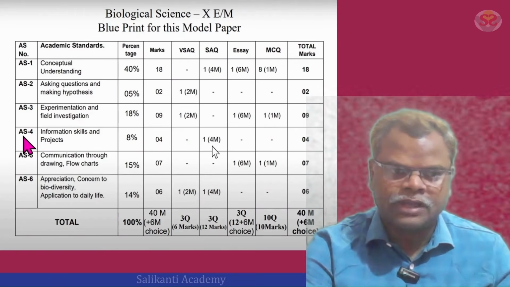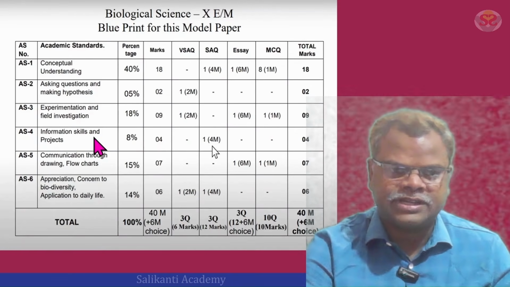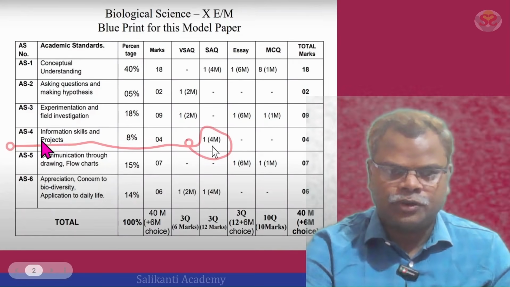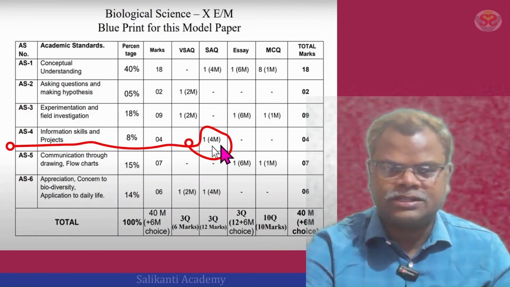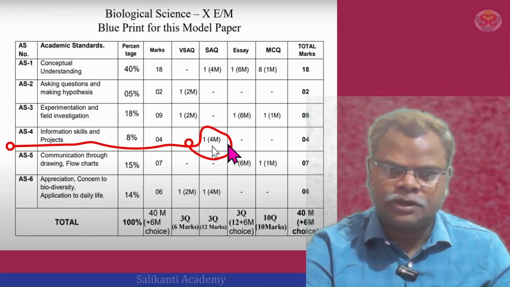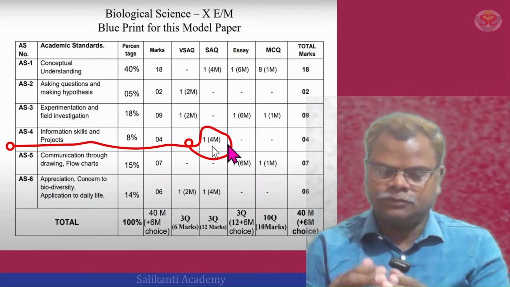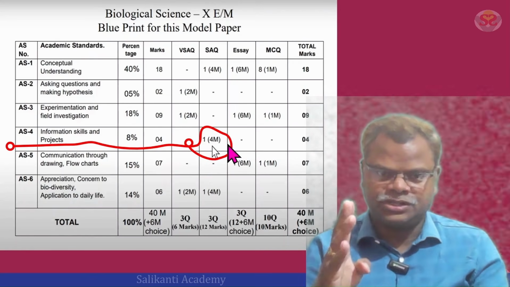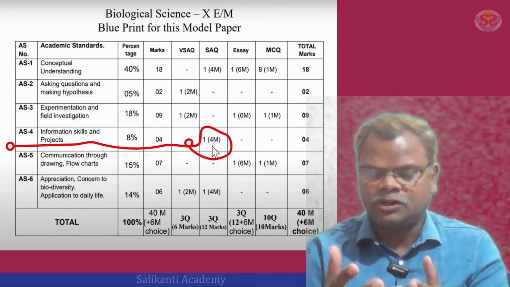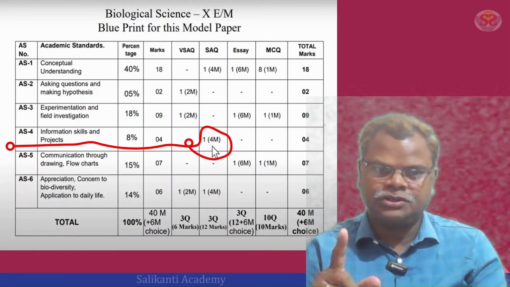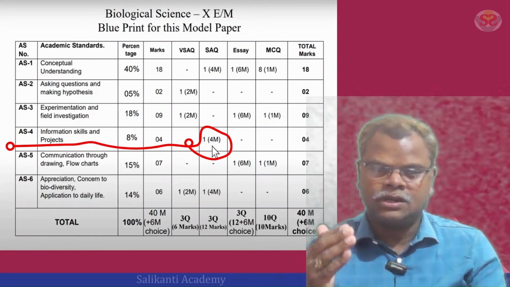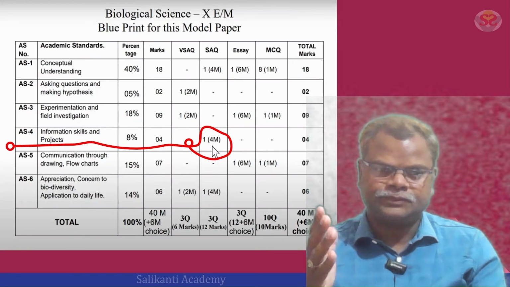See children, academic standard 4 is information skills and projects. From this academic standard 4, you will get 4 marks in the changed examination pattern. In the annual examination paper, you will get one table. Below the table, there are 4 questions. You can easily write answers for 3 questions from the table. For the remaining fourth question, you have to write your own answer from your conceptual knowledge.